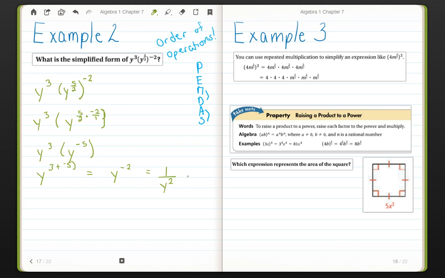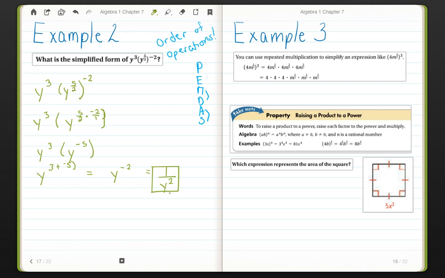Okay, so keep in mind all of those things that we have been doing and building since lesson 1. So the simplified form of y cubed times y to the 5/2 raised to the -2nd power is 1 over y squared.